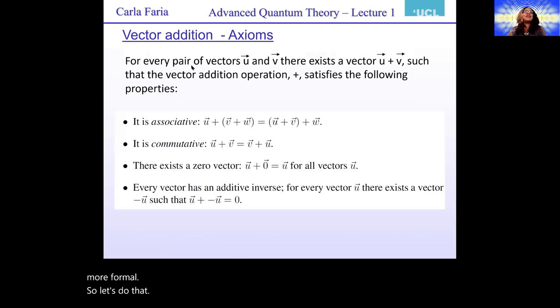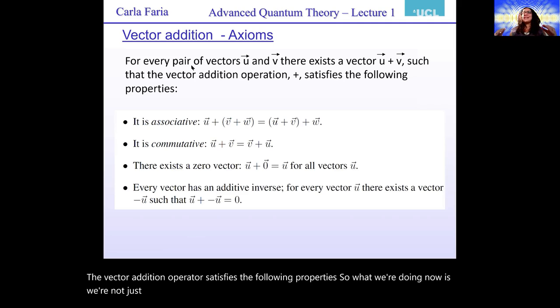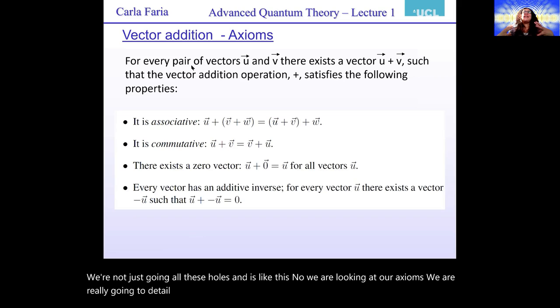Let's talk then about vector addition. We know that for every pair of vectors U and V, there exists a vector U plus V such that the vector addition operator satisfies the following properties. So what we're doing now is we're not just saying, this holds and this holds. No, we are looking at our axioms, we are really going into detail, and we're analyzing the structure of this operation that we are performing, right?